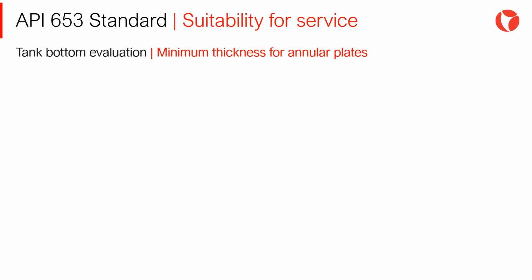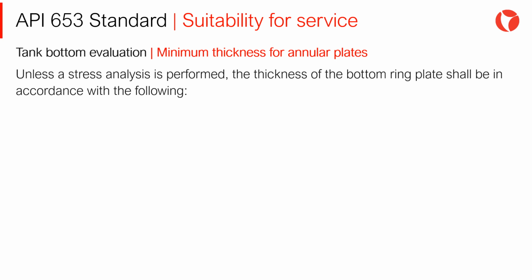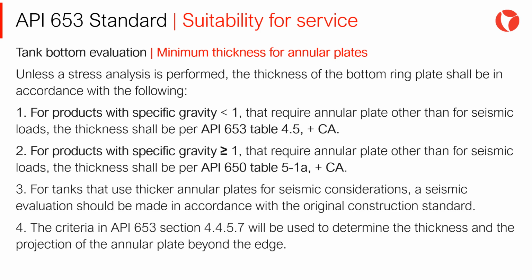As for the minimum thickness of annular plates, unless a stress analysis is performed, the thickness of the bottom ring plate shall be in accordance with the following. 1. For products with specific gravity less than 1 that require annular plate other than for seismic loads, the thickness shall be as per API 653, table 4.5 plus corrosion allowance. 2. For products with specific gravity larger or equal than 1 that require annular plate other than for seismic loads, the thickness shall be as per API 650, table 5.1a plus corrosion allowance.